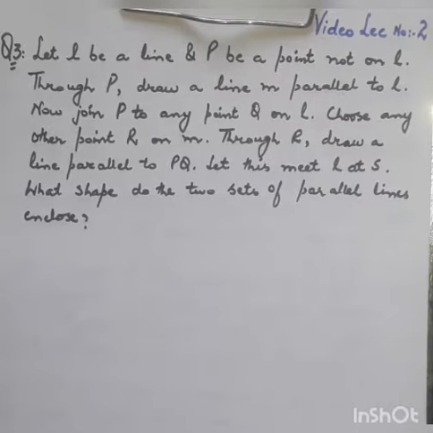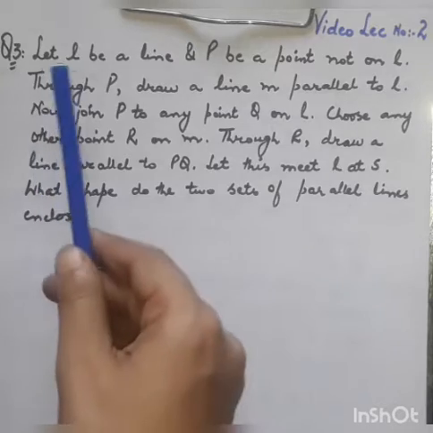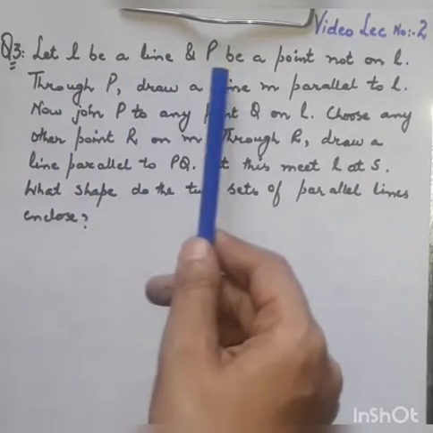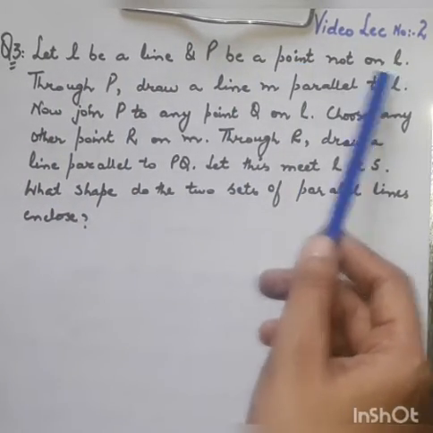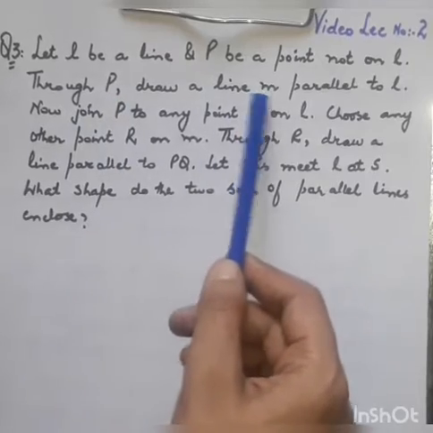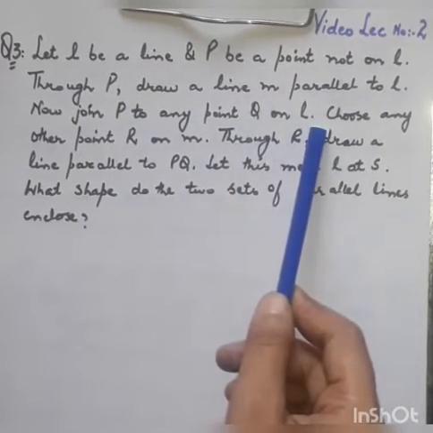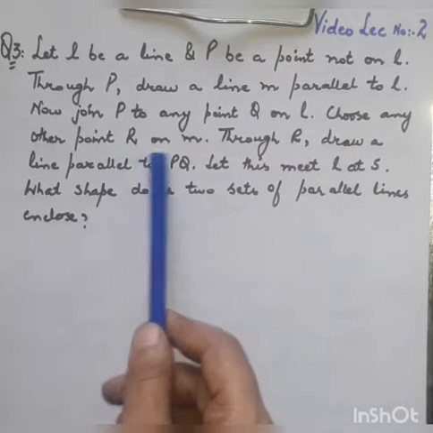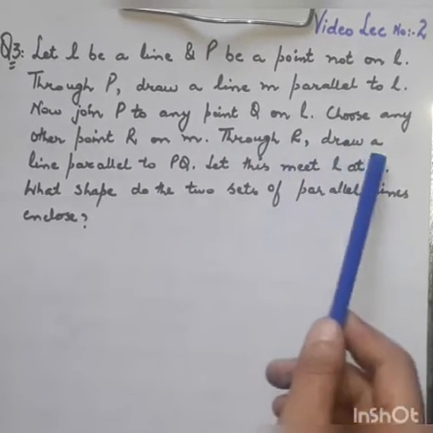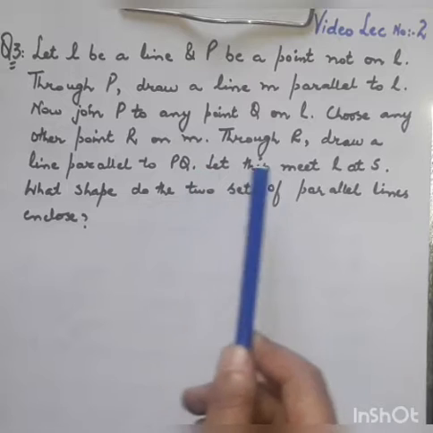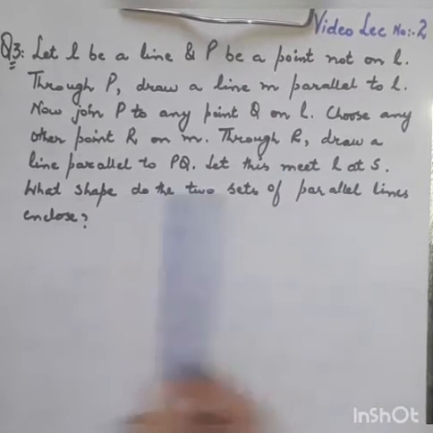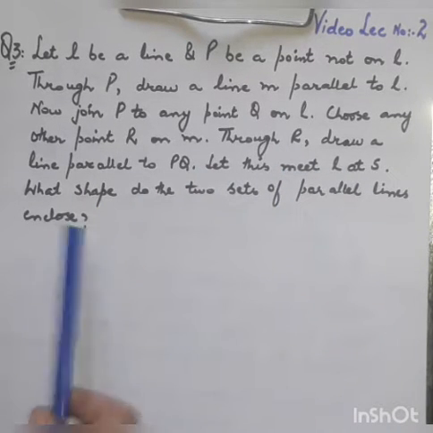Now, in this video lecture, let's do question number 3 of exercise 10.1. So, the question is, let L be a line and P be a point not on L. Through P, draw a line M parallel to L. Now, join P to any point Q on L. Choose any other point R on M. Through R, draw a line parallel to PQ. Let this meet L at S. What shape do the two sets of parallel lines enclose?